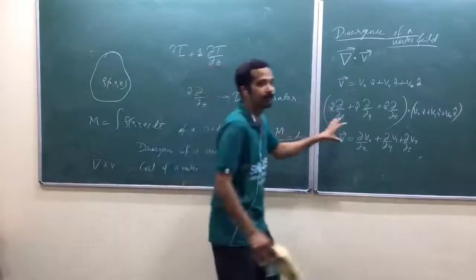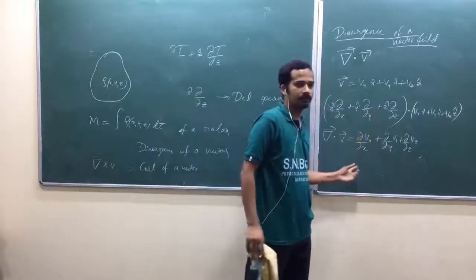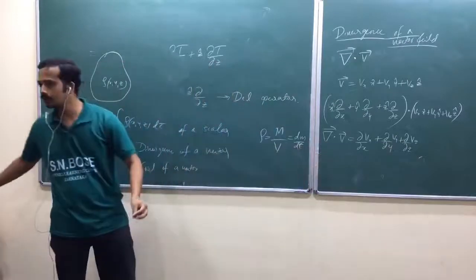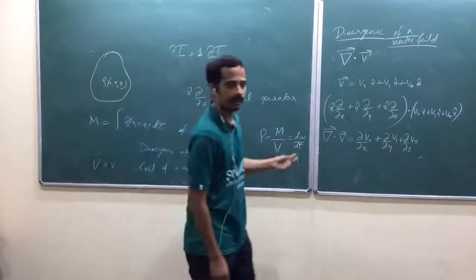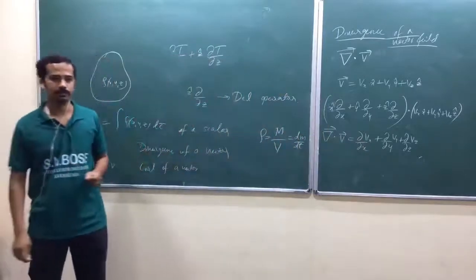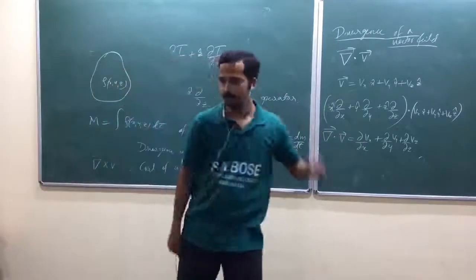So similarly, look at here. This del dot v, ultimately you are getting one function of x, y, z. Am I right? It's a scalar. Again, that's a point variable. At different points, it is taking different values. Now write down. What is that one?